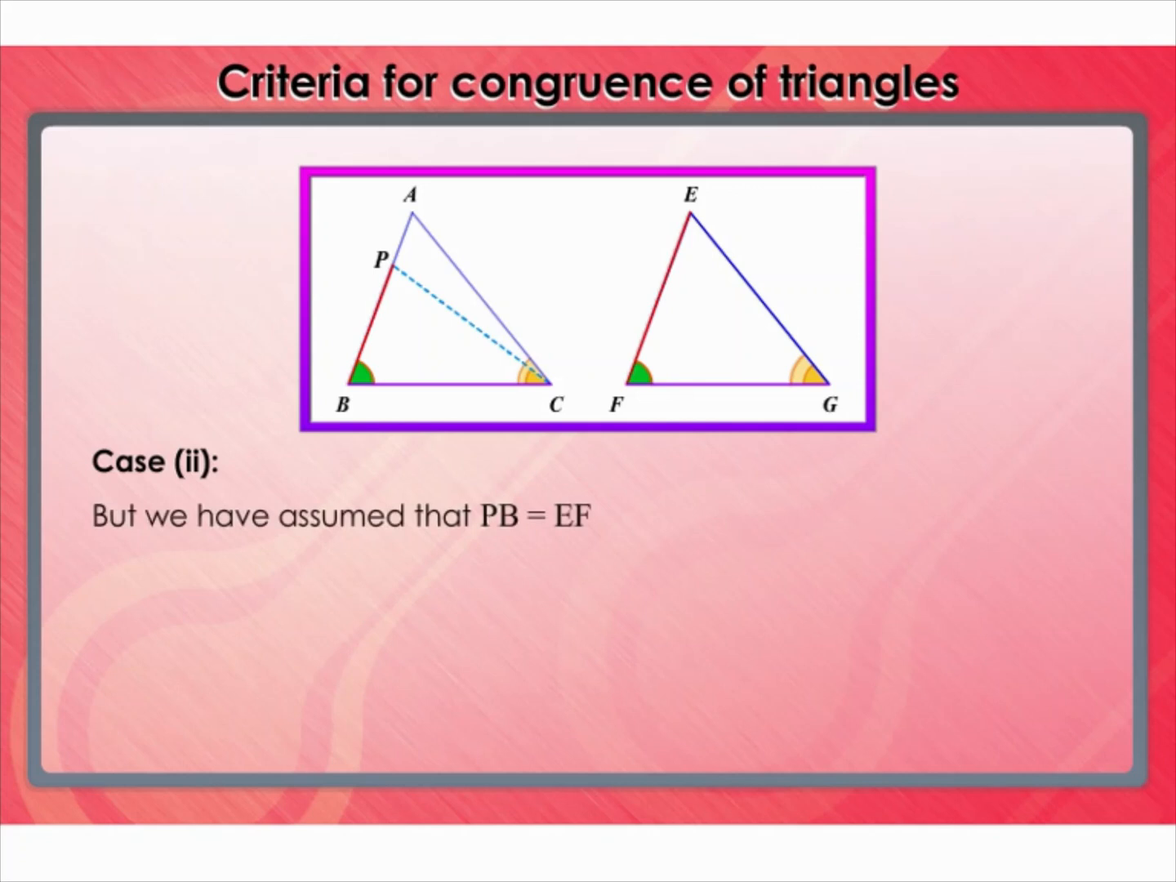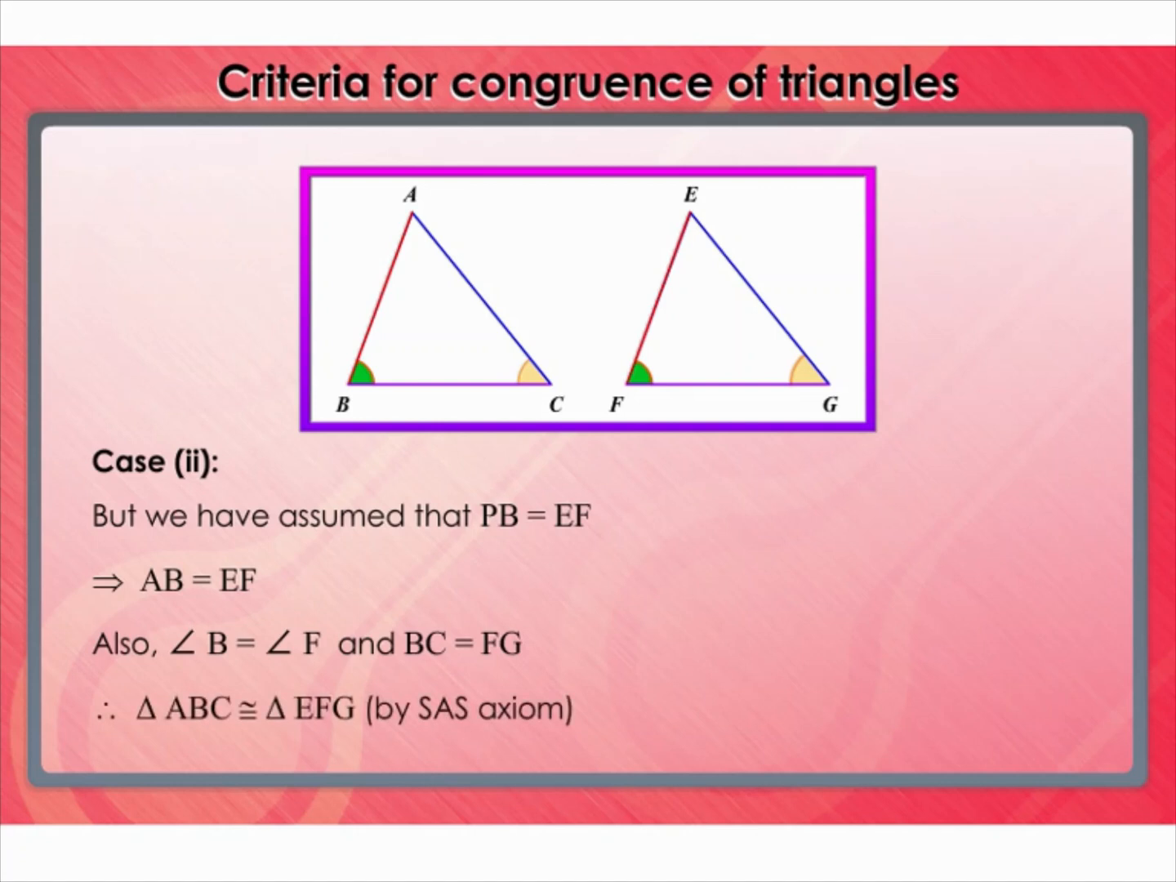But we have assumed PB is equal to EF. This implies AB is equal to EF. Also, angle B is equal to angle F and BC is equal to FG. Therefore, by the SAS axiom, triangle ABC is congruent to triangle EFG.